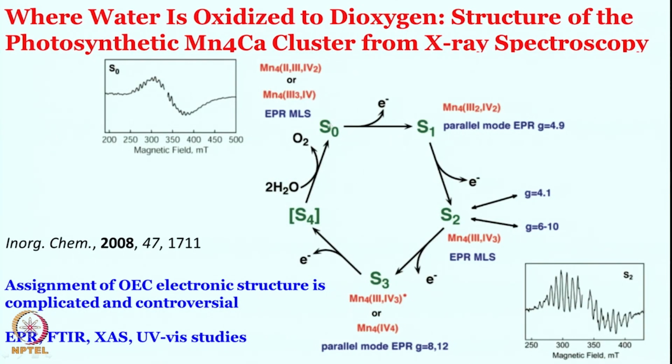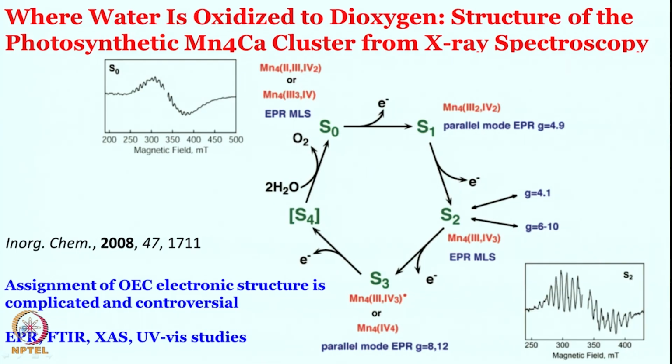If you look at this overall S0 to S4 catalytic cycle, you will see that manganese oxidation states are varying. These are the 2 possible assignments for S0, this is the single possible assignment for S1, this is also the single possible assignment for S2, and then these are the 2 possible assignments for S3 and subsequently S4, which is the fully oxidized form. More importantly, these 4 steps are light dependent or photo dependent. The final step is photo independent.